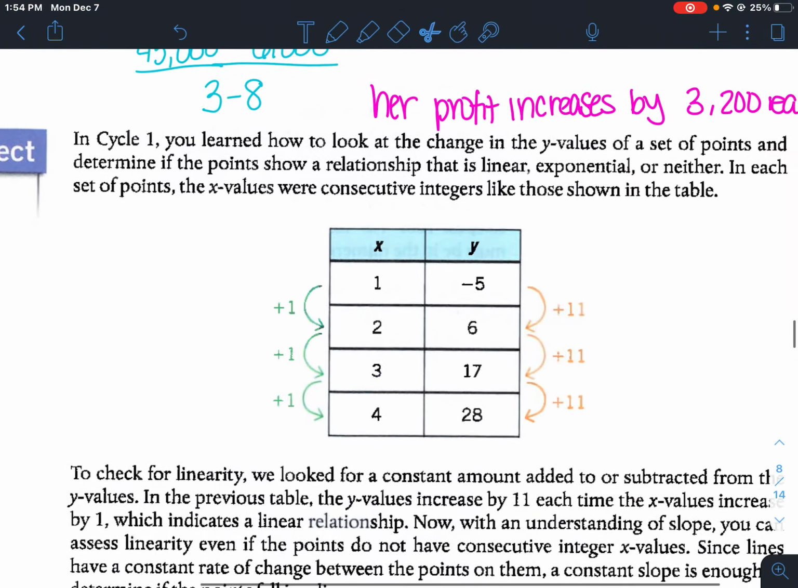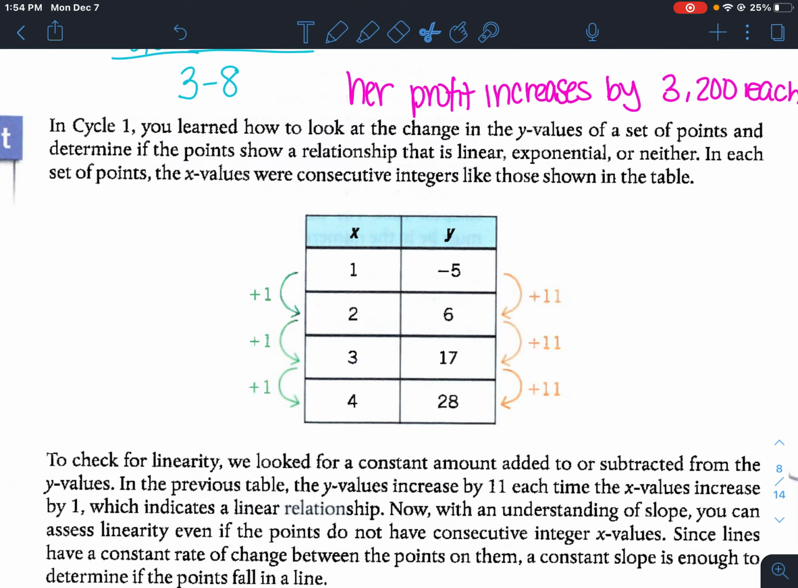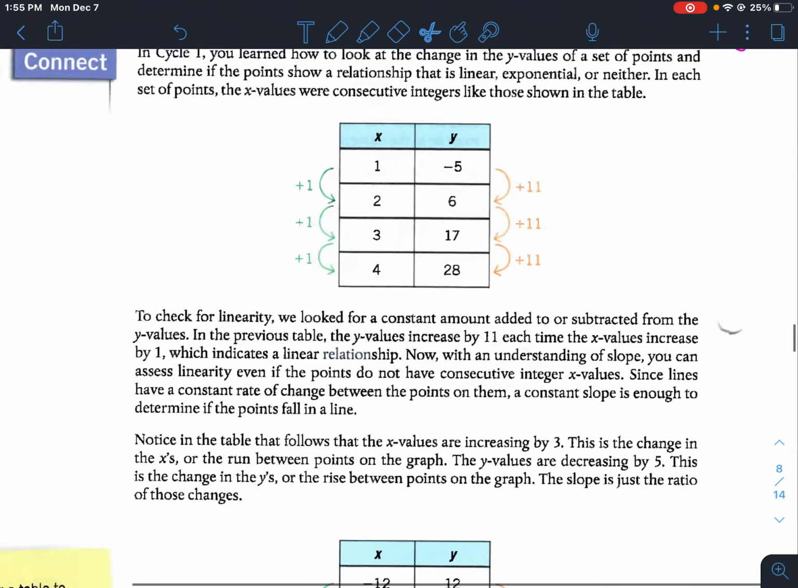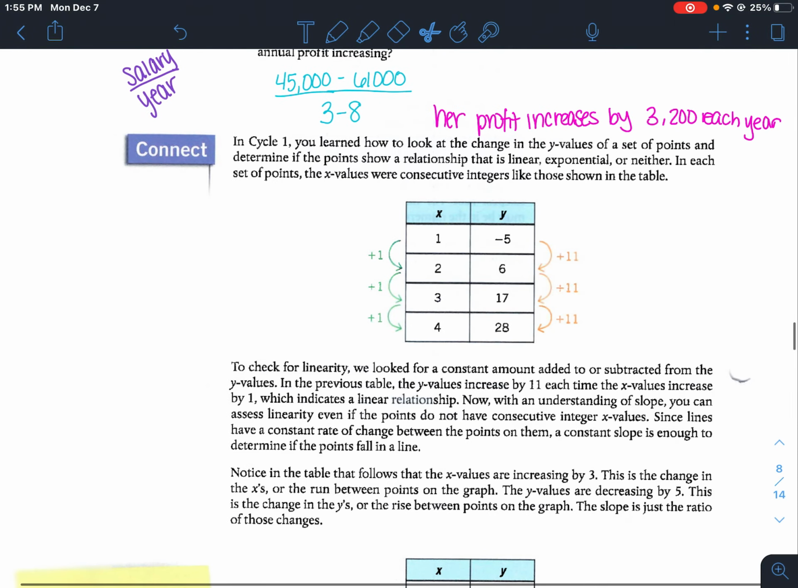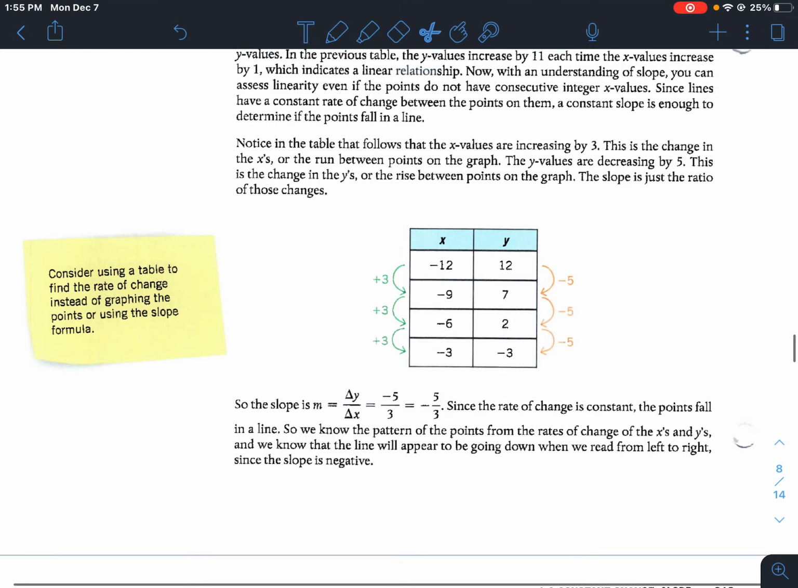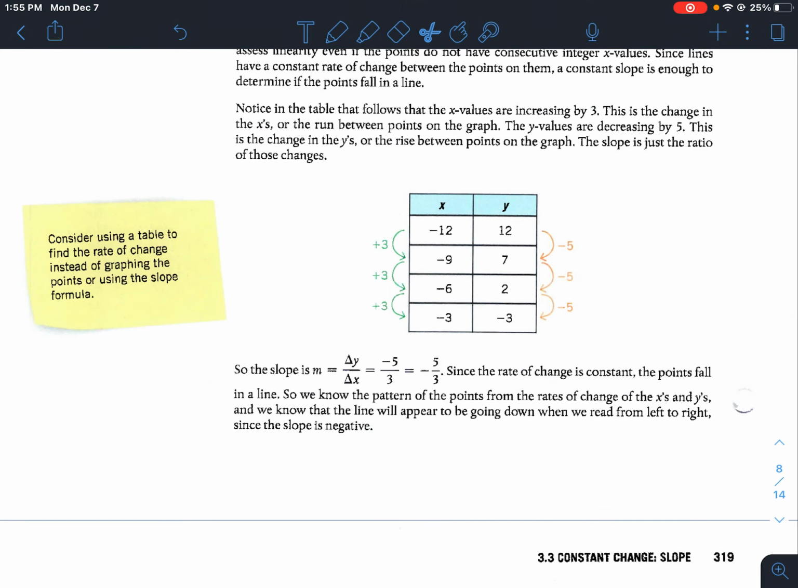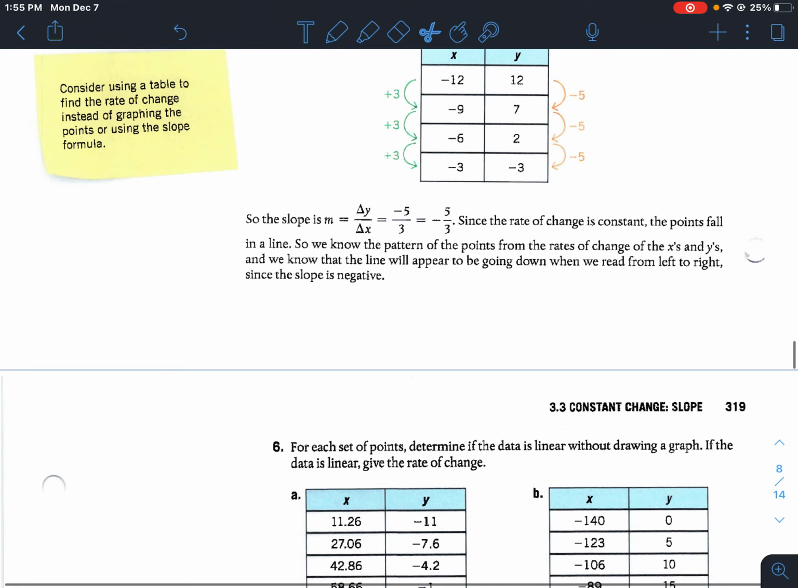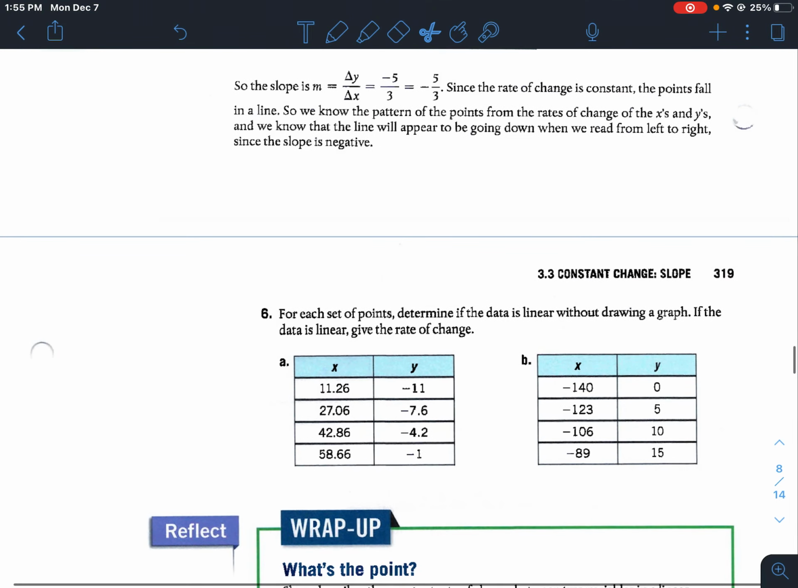We can also find slope in tables by calculating the change of the x's and the changes in the y's. So from one y value to the next, from one x value to the next. We can also figure out if they're linear, exponential, or neither based on that rate of change, which I don't think we're going over today. It comes up, I believe, in this unit, but it'll come up eventually.